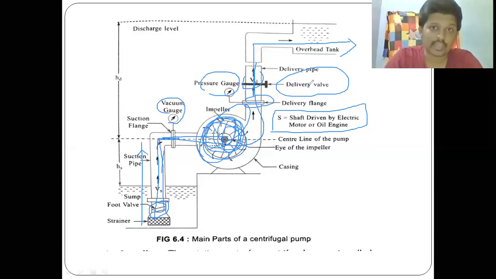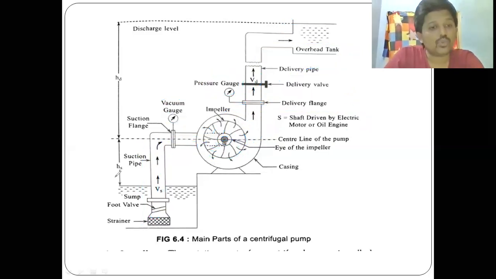This is what the diagram actually is. This is our level, the rise of water level. This is the center line of the pump. This center part is known as the eye of the impeller. You have some casing. So I think you are clear with what its main process is.